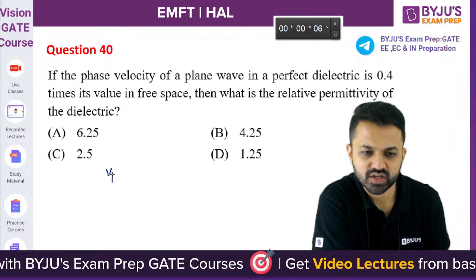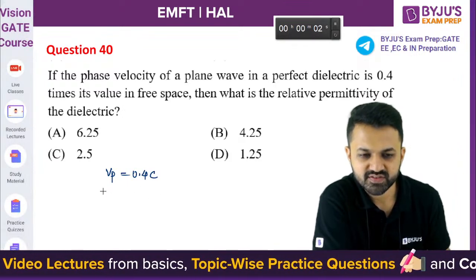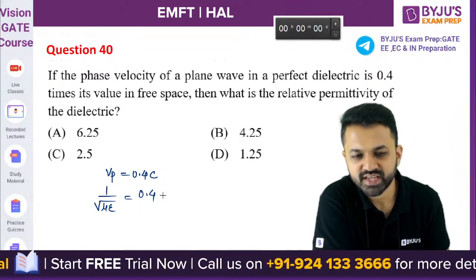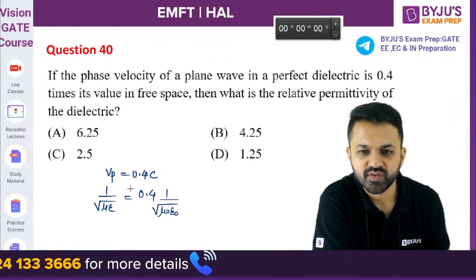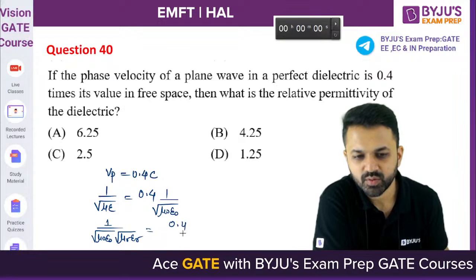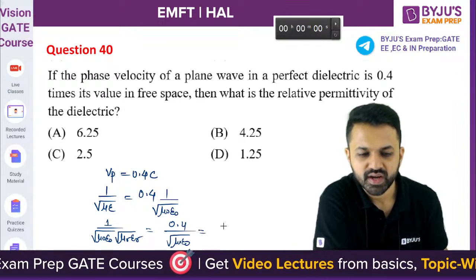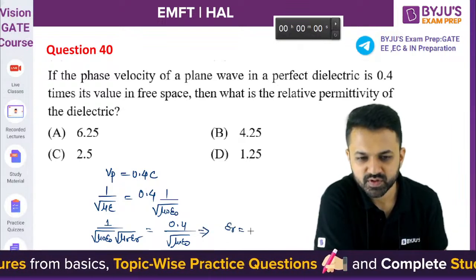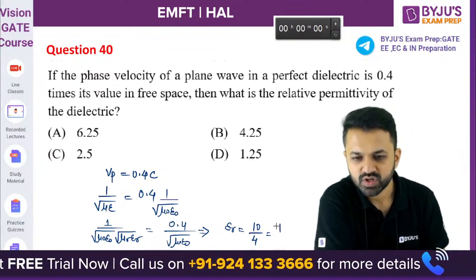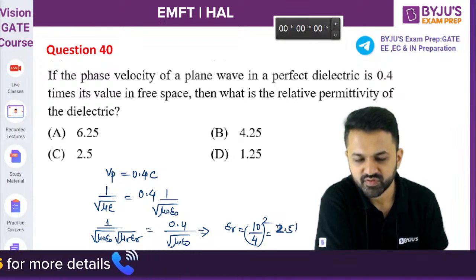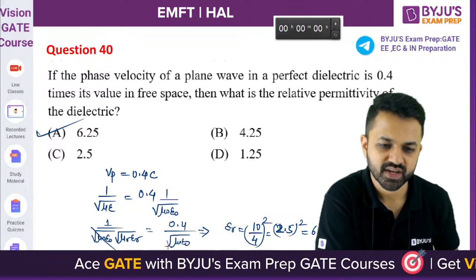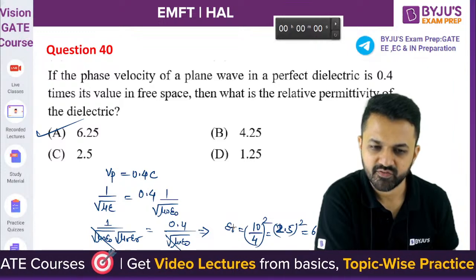So here you can see that the phase velocity is 0.4 times c. Phase velocity is given by 1 upon root over mu epsilon, and in the case of free space, it is 1 upon root over mu naught into epsilon naught. So we will assume non-magnetic material. Here it is mu r into epsilon r, and this is 0.4 divided by root over mu naught into epsilon naught. So it gives epsilon r is equal to 10 by 4, or you can simply say 5 by 2, whole square. So 2.5 whole square will give you 6.25. So the answer is option A. Yes, correct, 6.25. This epsilon naught will get cancelled, and I am squaring it on both sides, so I will get 10 by 4 whole square.